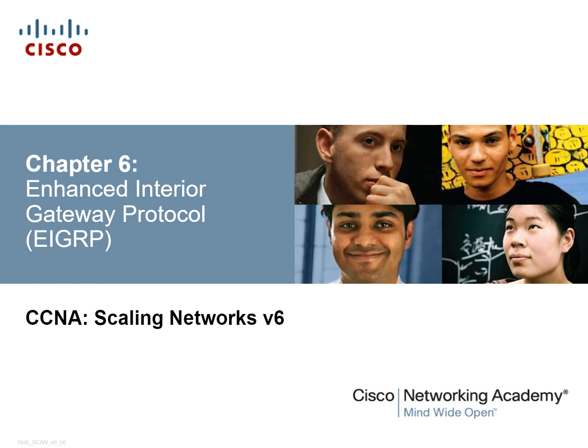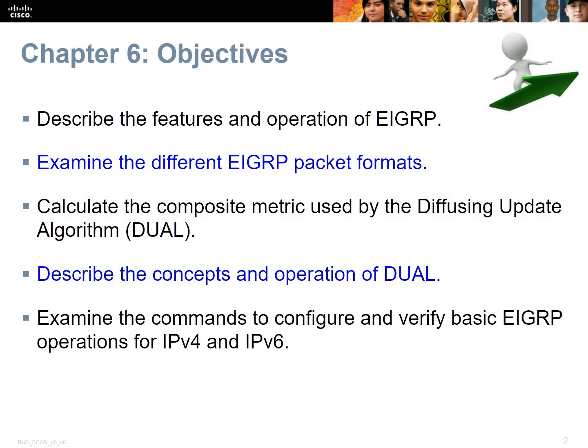Today we're looking at Chapter 6, EIGRP, Enhanced Interior Gateway Routing Protocol. So we're going to look at features and operations of EIGRP, different types of packets. We're going to look at the algorithm, the DUAL algorithm, and then we're going to have a look at how we configure it for IPv4 and for IPv6.